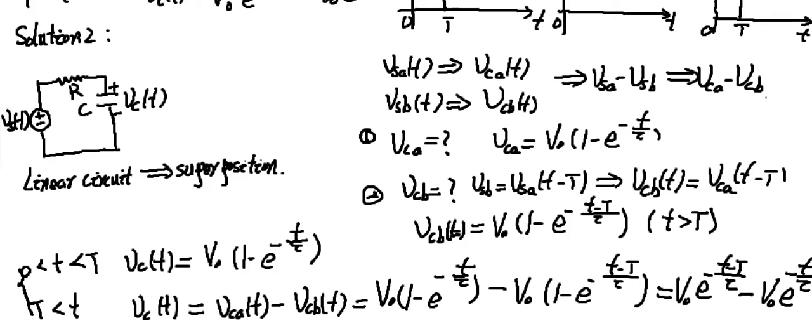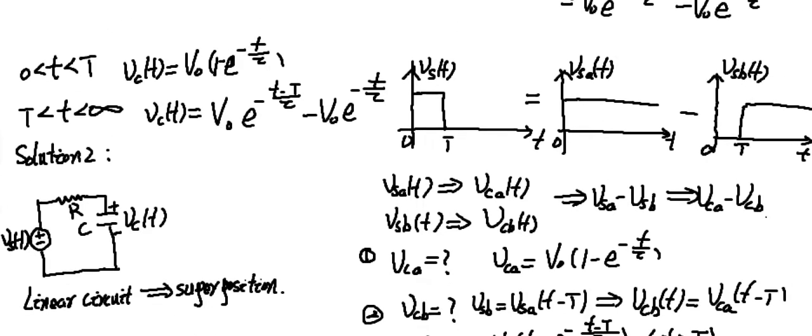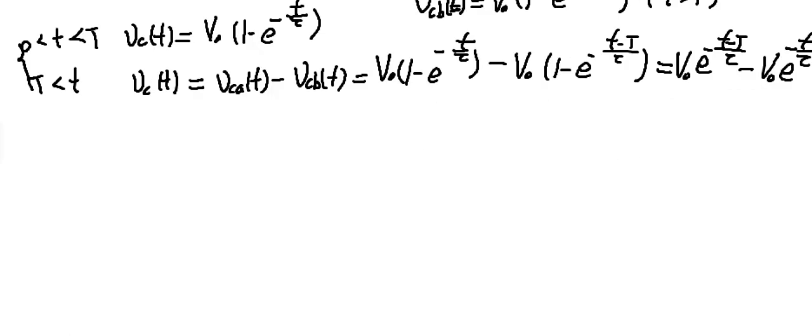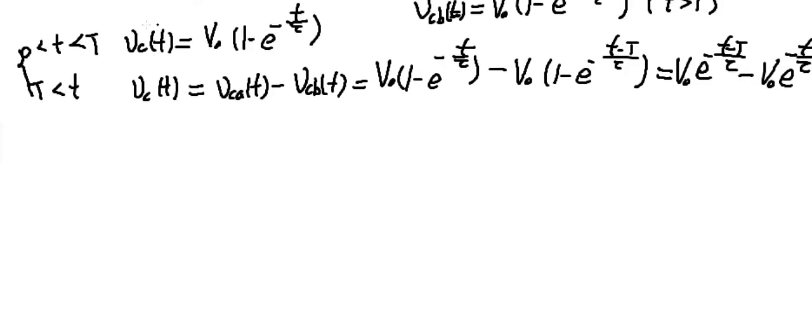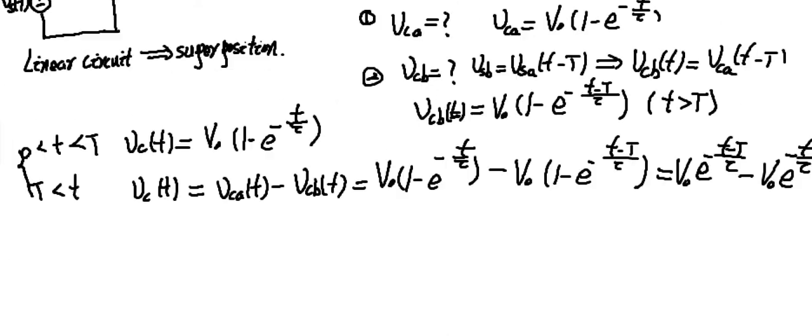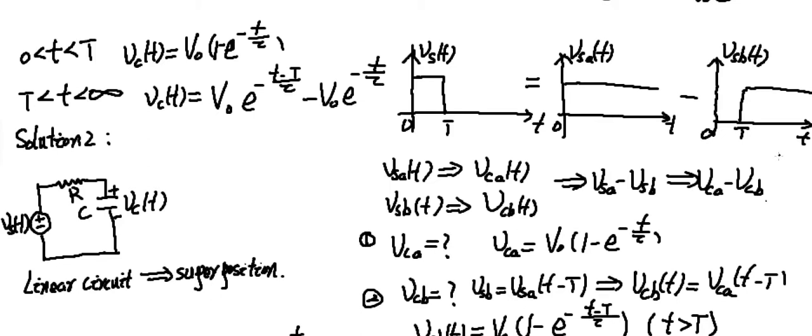Now if we compare this solution with the solution that we obtained just now, which used a slightly different method, you'll see that for t between 0 and capital T, it's always this expression. And for t bigger than capital T, it's this expression. So they are the same. Those two approaches are equivalent to each other.